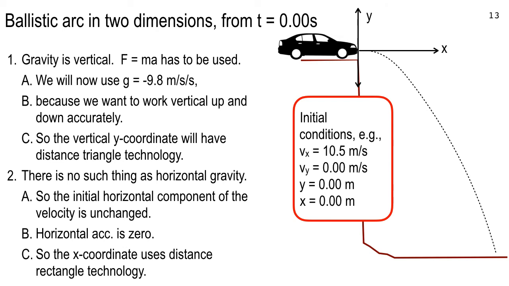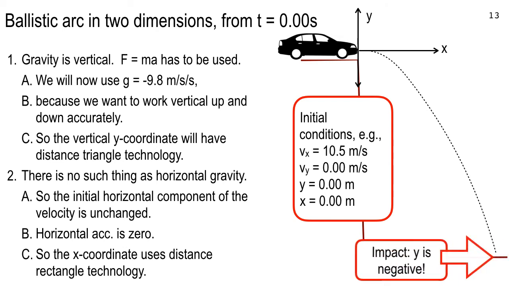Now, a consequence or logical denotation of these data and this coordinate system is, and I'll let you think about it, over here in the lower right where the Ferrari impacts, that's going to be a negative value for y. And that is why I insist on up here in number 1A using g equal to a negative 9.8 meters per second per second. That is the negative sign that gives us a negative value down here at impact for the y coordinate.